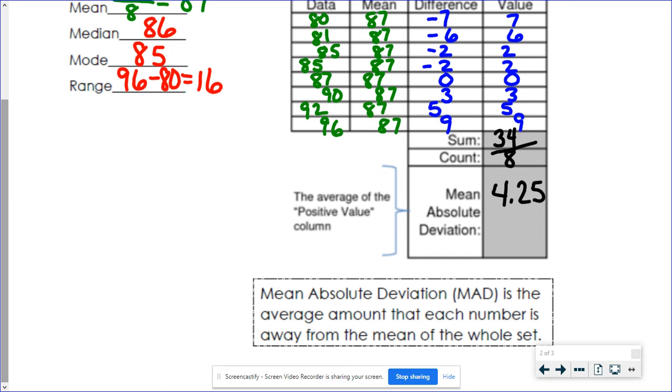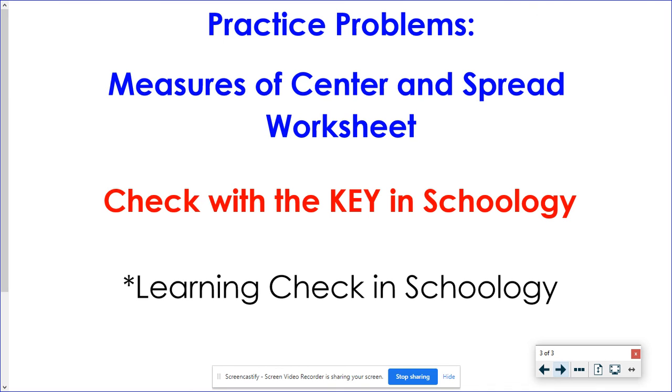So today's practice problems are going to be on the other side of the worksheet. It's the measures of center and spread. Again, center and spread are just all these different statistics that we look at about kind of where these numbers are and how spread out they are. So the answer key is in Schoology. So check that after you finish. Be careful with finding the differences, knowing that you'll get some negative numbers, but then you're going to find the absolute value and get positive numbers.